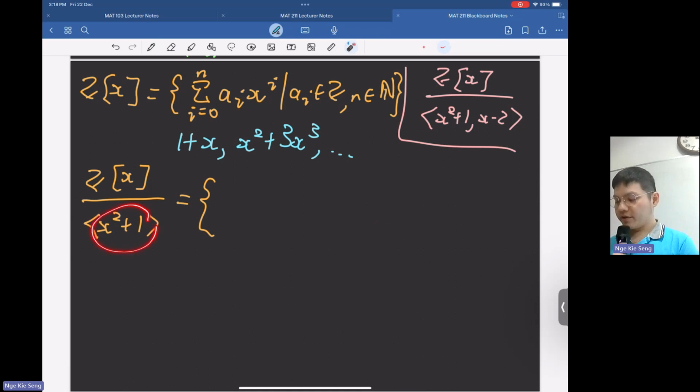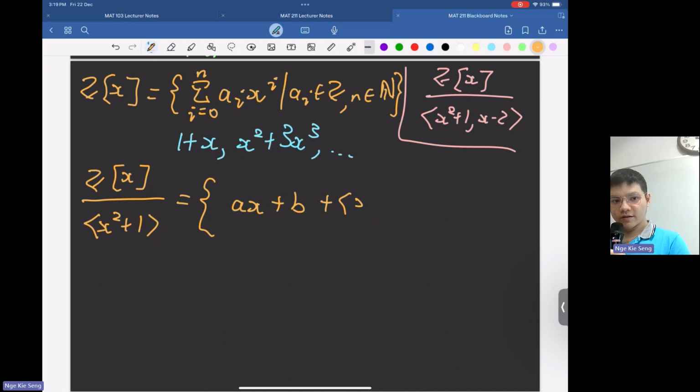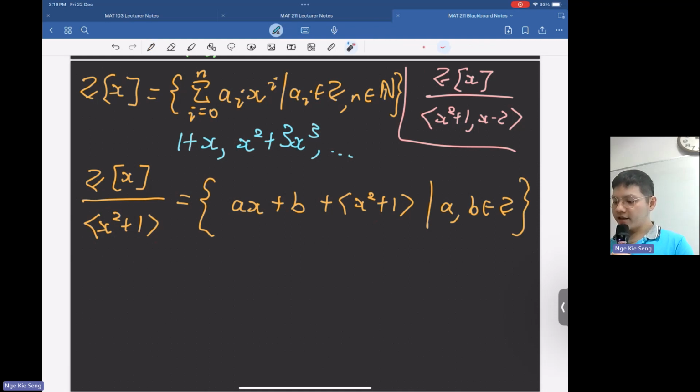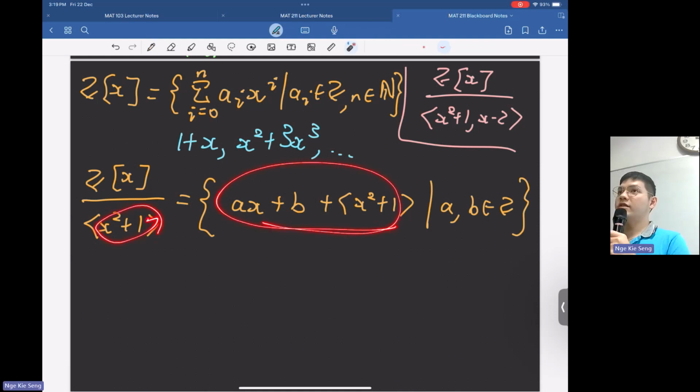Quotient by x squared plus 1 means what? All the higher powers, greater than or equal to 2, are all killed by the ideal. So what are we left with? We are left with, for example, ax plus b plus this ideal, because this is a quotient ring. So this is my coset here, because higher degree terms will live inside the ideal.